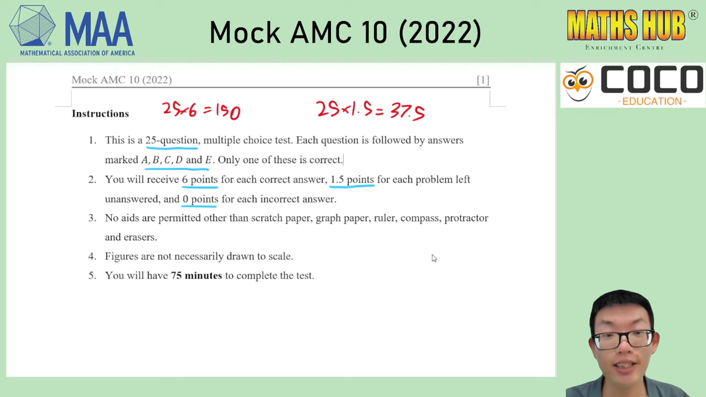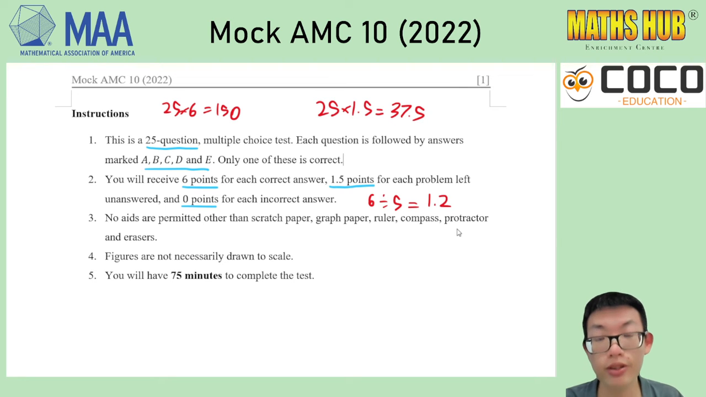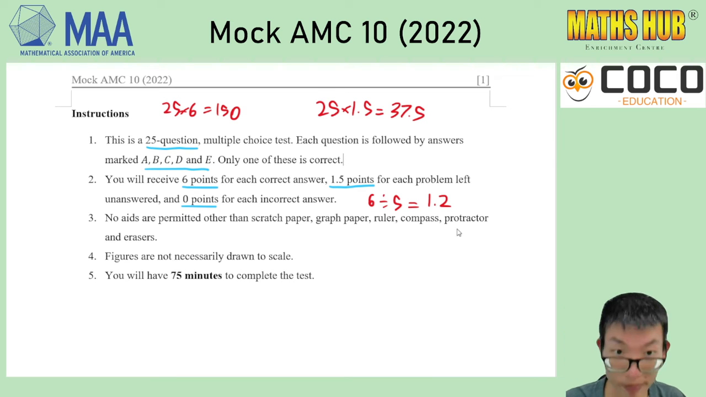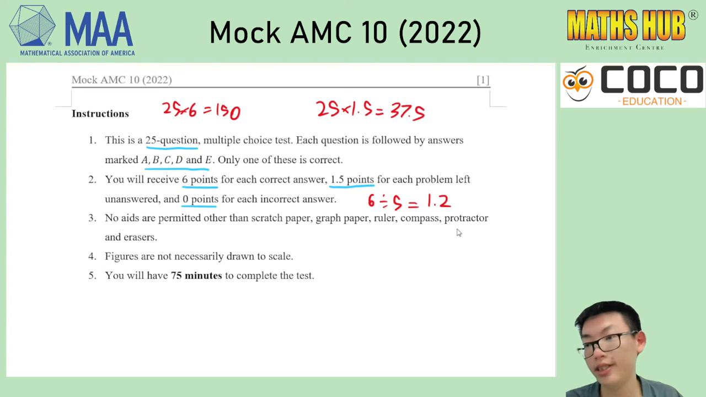Having said that, 1.5 marks for blanks means that if you were to guess randomly, 6 over 5 is 1.2, and 1.2 is less than 1.5. So if you were to guess randomly, you might as well just save yourself the time of clicking and guessing and just leave it blank. Unless you have managed to eliminate a couple of options by saying that the answer must be odd, the answer must be even, the answer cannot be too small, the answer cannot be too big, then by all means, guessing is now a good strategy if you can reduce it to 3 or fewer options. 4 options is up to your preference.